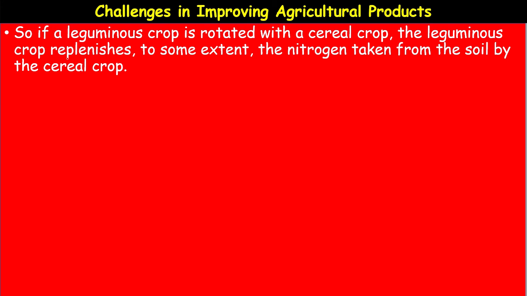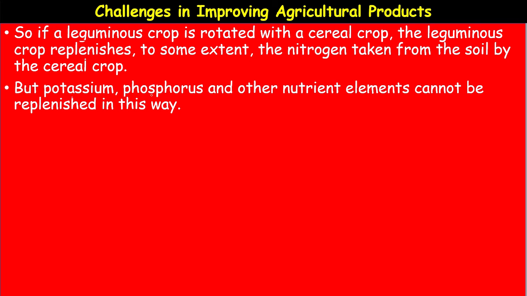Next, if the leguminous crop is rotated with a cereal crop, the leguminous crop replenishes to some extent the nitrogen taken from the soil by the cereal crop. But potassium, phosphorus and other nutrient elements cannot be replenished in this way. So, for this purpose fertilizers, biotechnology is used. So, as a result of which nowadays popularly we are calling it as organic farming.